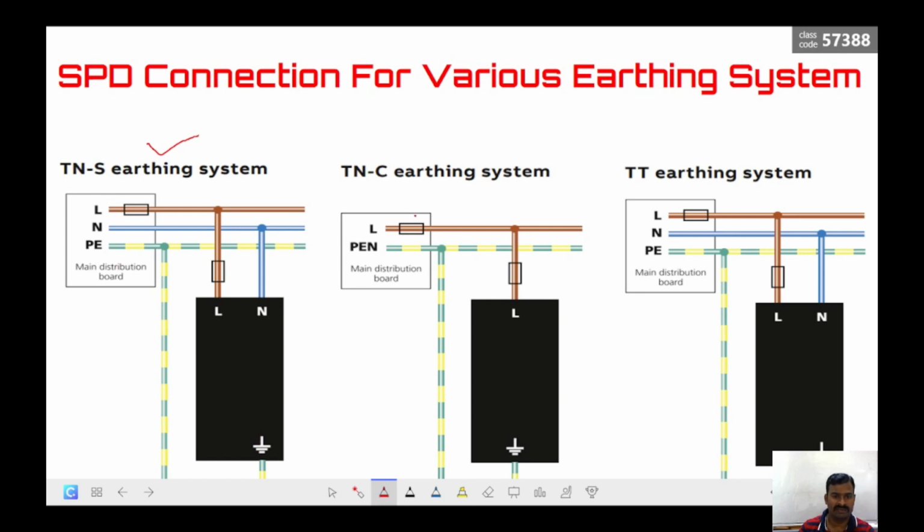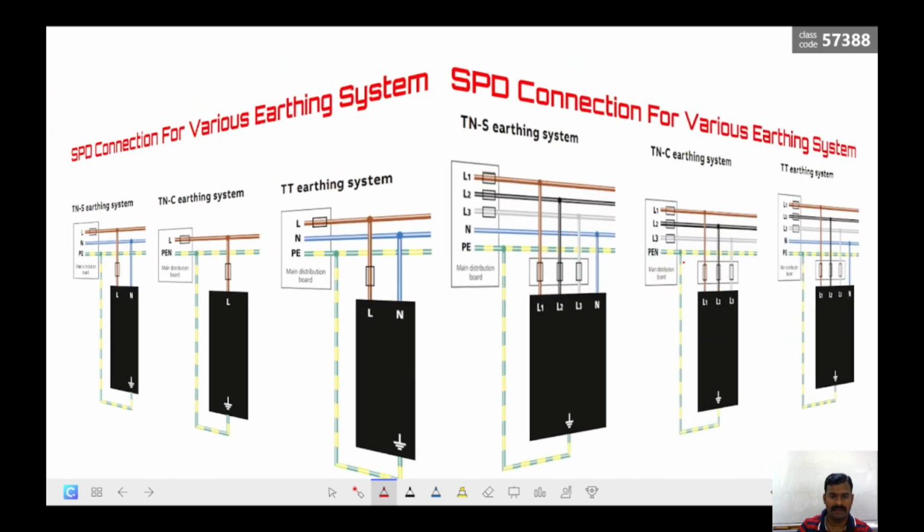For TN-C, the combined protective earth and neutral system, the line is taken as input, and the output is connected to PEN, the protective earth and neutral wire. For TT, again we have the line conductor and neutral conductor taken as input, and the output will be connected to the PEN wire like this. So this is for the different earthing systems for single phase.